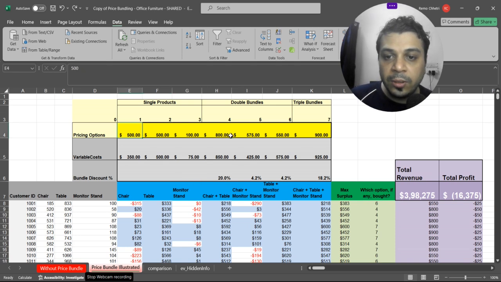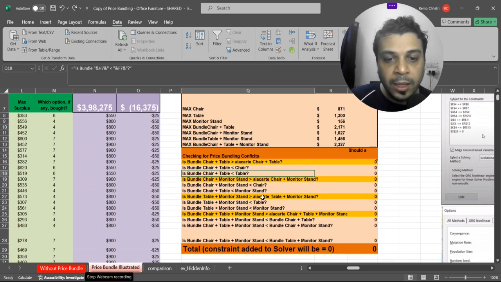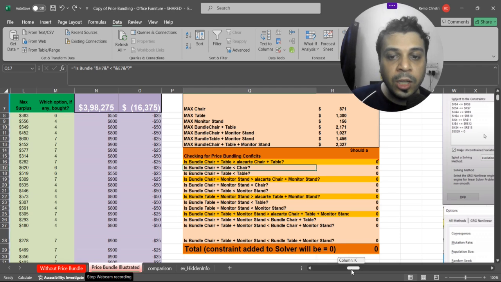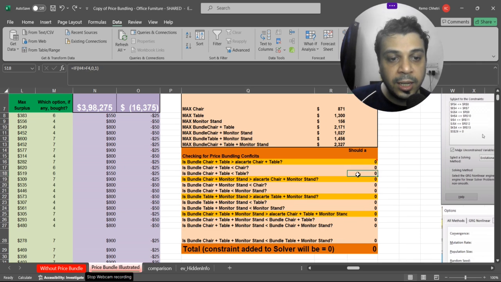So chair plus table is greater than the individual single products as well. That's also very important. So the bundle price should be greater than each of the individual product prices. So the bundle of chair and table should not be less than the individual price of either of these products, chair and table, right? So these conditions have also been checked, and it has been set to either 0 or 1.